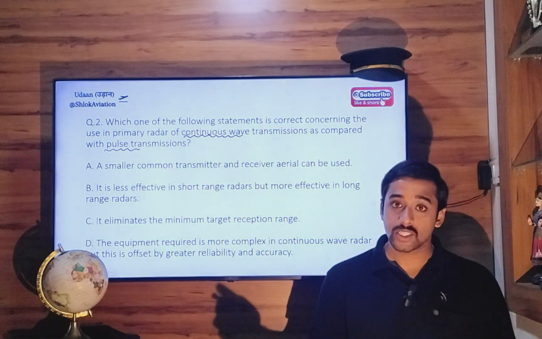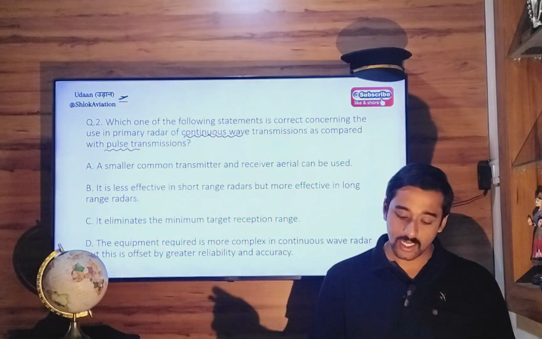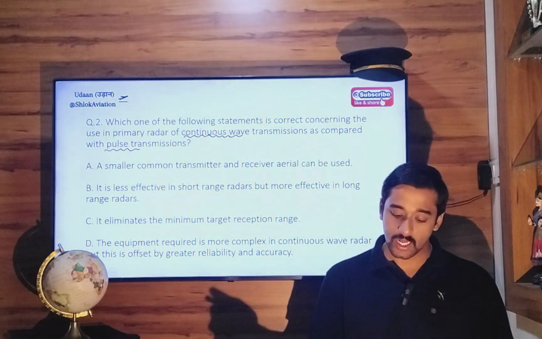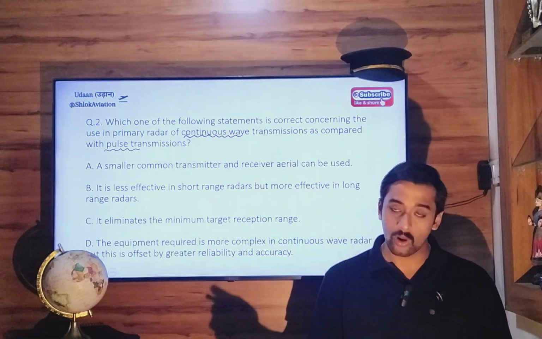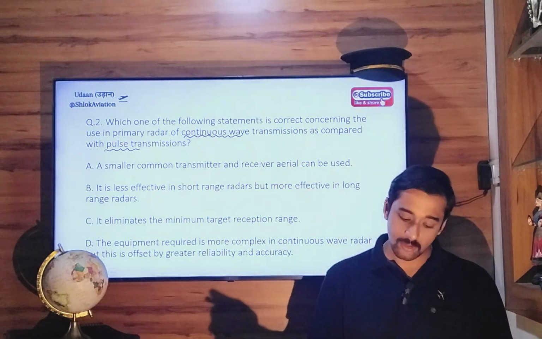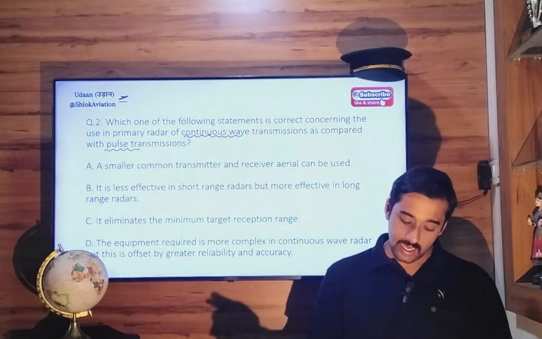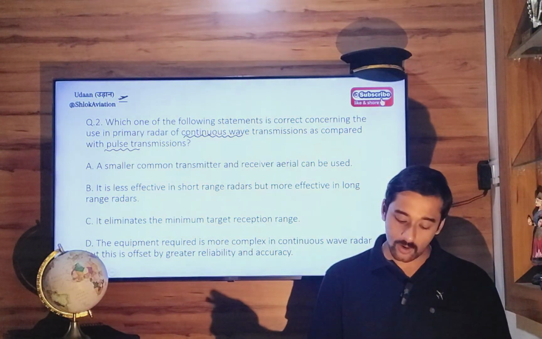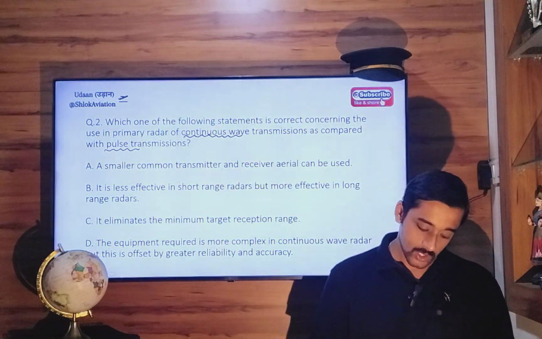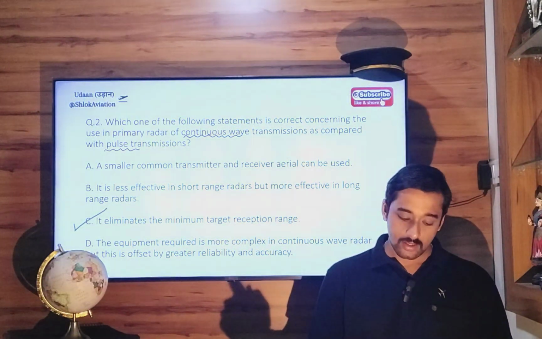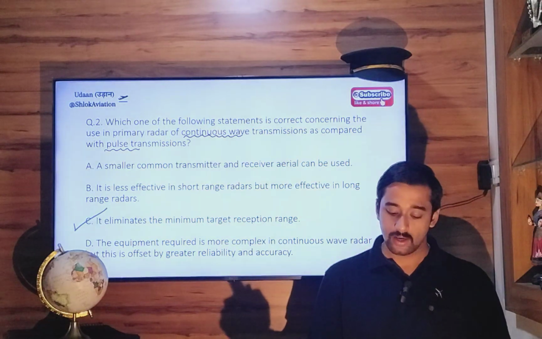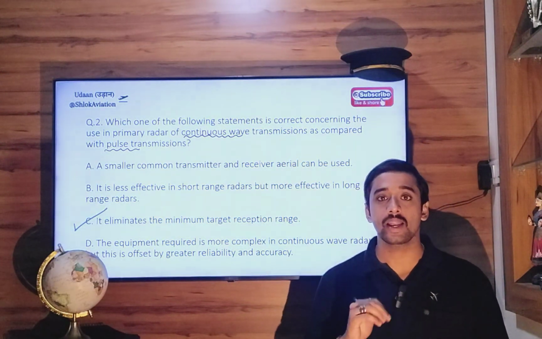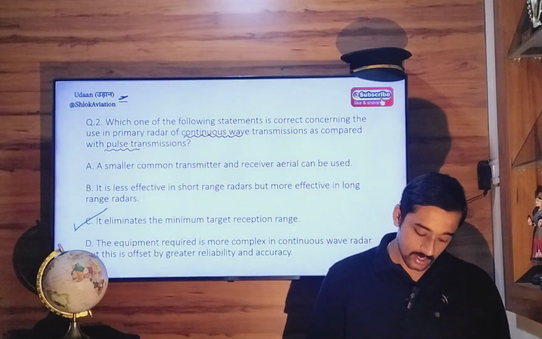So the advantage, or the statement which is correct, is: a smaller common transmitter and receiver aerial can be used. It is less effective in short range radars but more effective in long range radars. It eliminates minimum target reception range. Equipment required is more complex in continuous wave radar, but this is offset by reliability and accuracy. So the correct option is option Charlie. In case of continuous wave transmissions, we do not have minimum target reception range. This statement is given in the very beginning of the chapter, so read the chapter carefully.